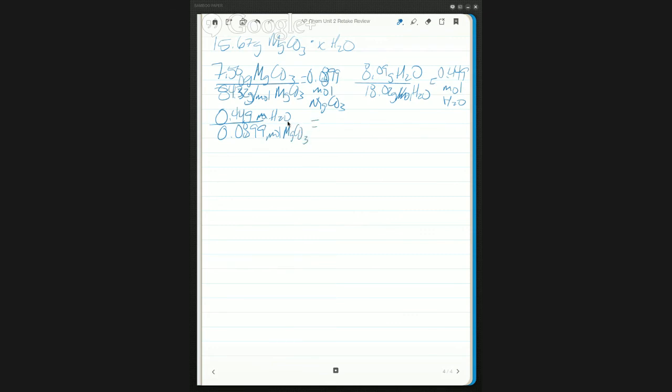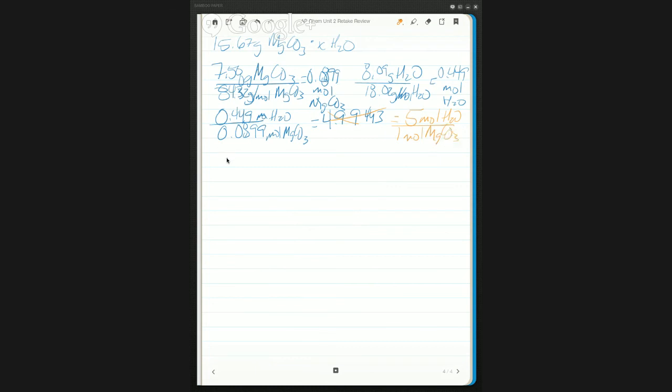0.449 divided by 0.0899, and I come out with 4.99443, blah, blah, blah. You know how I feel about that. It's going to be equal to 5. 5 moles of water over 1 mole of magnesium carbonate.